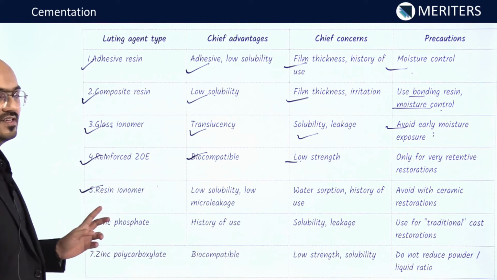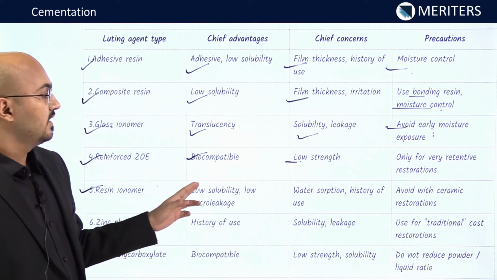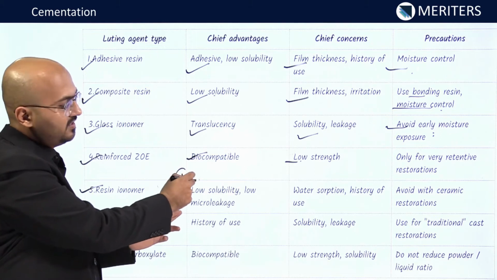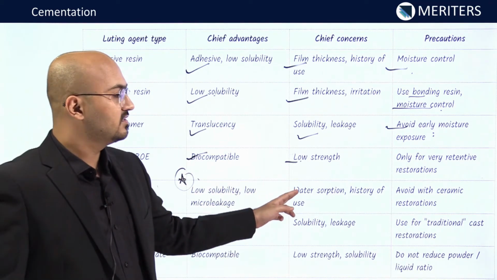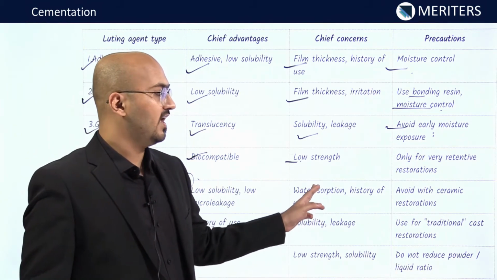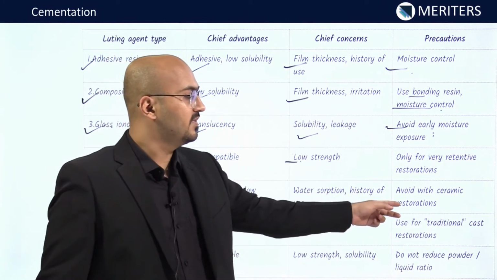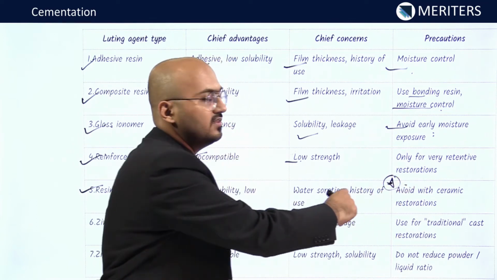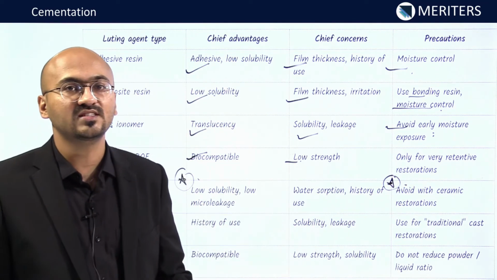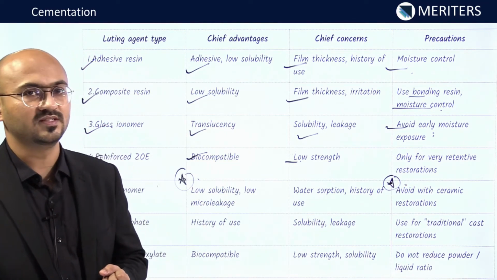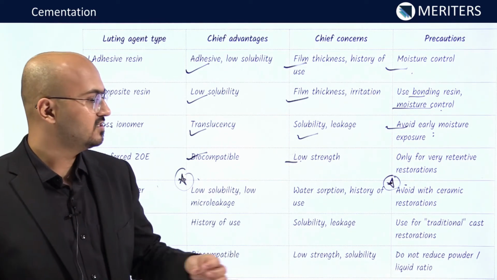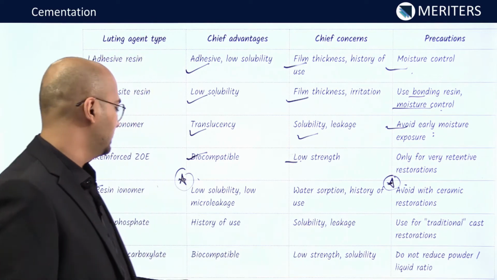Resin ionomer, that is resin modified glass ionomer. It has low solubility and low microleakage, which is a chief advantage of this cement. But the concern comes with the water sorption, and it is to be avoided with ceramic restorations. You cannot use resin modified GIC with complete full ceramic restorations like lithium based ceramics especially. So with these Emax crowns and very translucent materials, you will not use resin modified GIC.